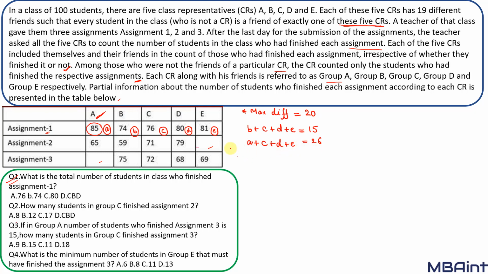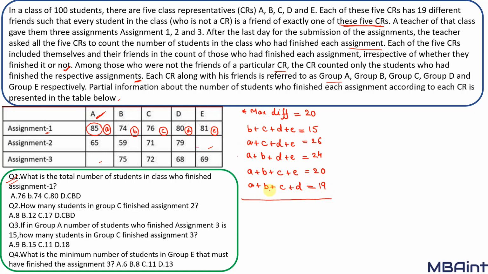Now let's move fast. So A plus B plus D plus E would equal 24, and similarly for D it would be A plus B plus C plus E equals 20, and for the last one it will not count the students from his group but from the other group, so that would make it A plus B plus C plus D equals 81. So that is 100 minus 81 is 19.